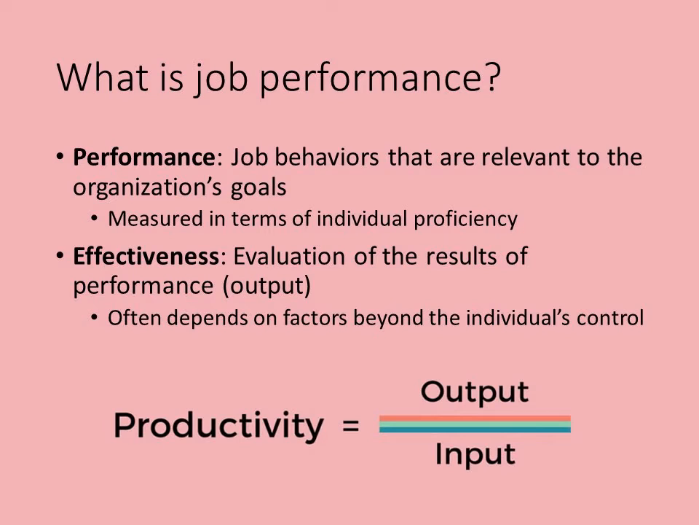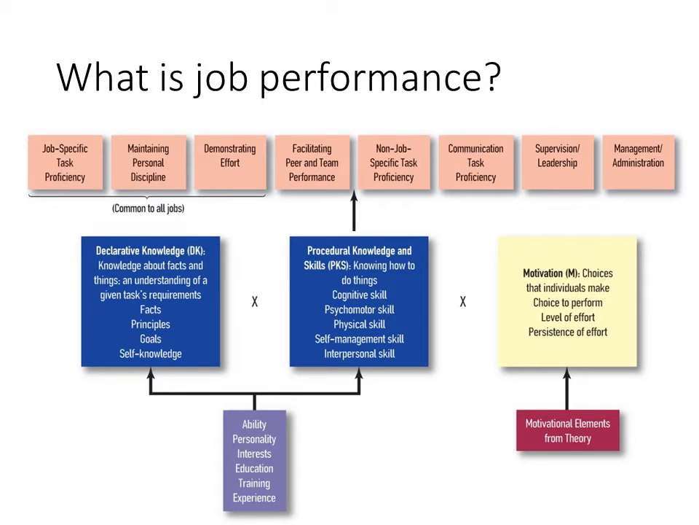IO psychologists might also compare the output to the input. Productivity is a ratio of effectiveness divided by the cost of that effectiveness. What was produced? What was the cost of production? Like many psychological constructs, job performance has been defined in many different ways. We're going to look at several different models of job performance.